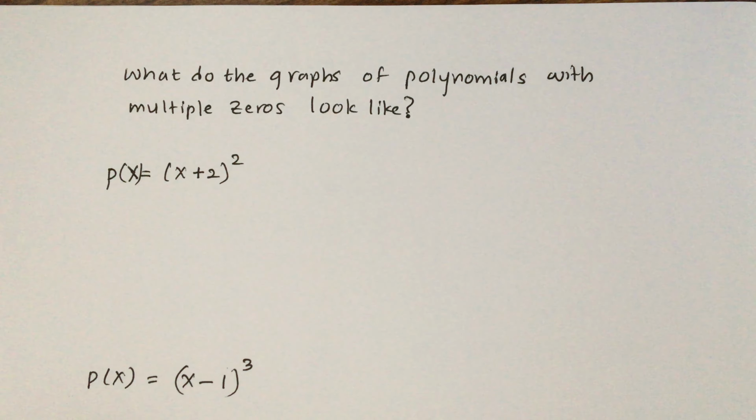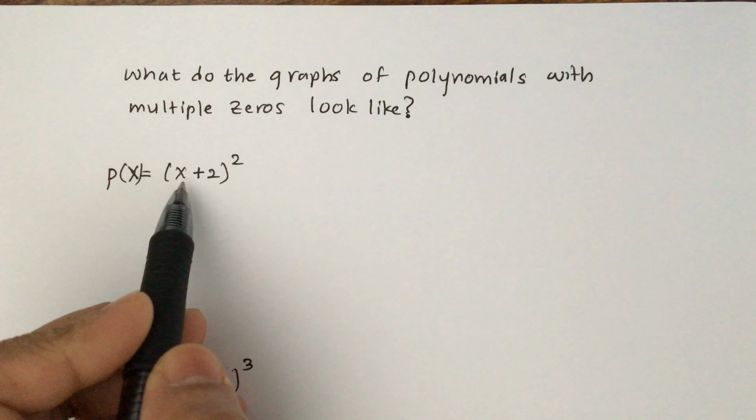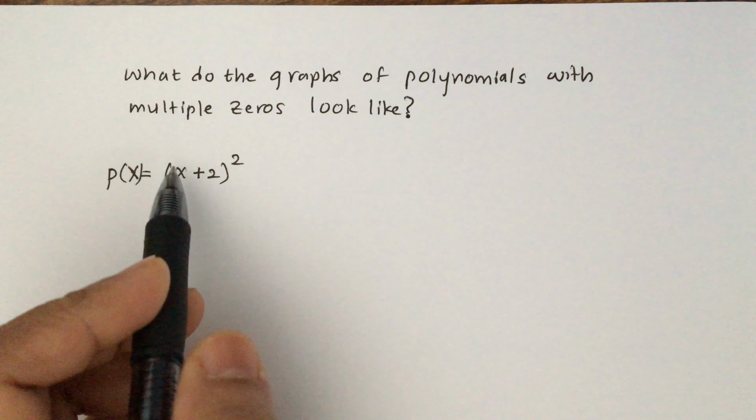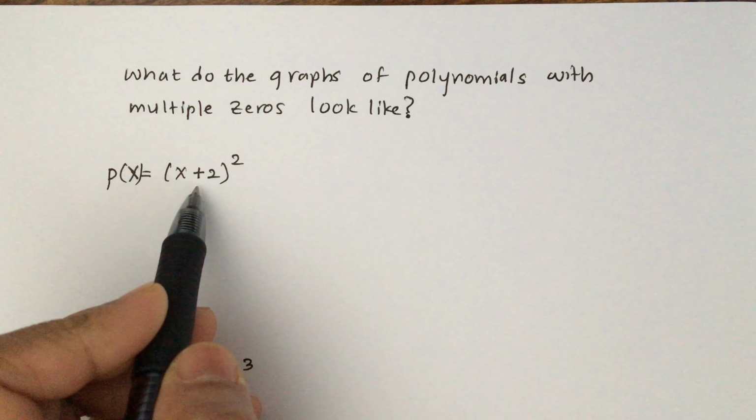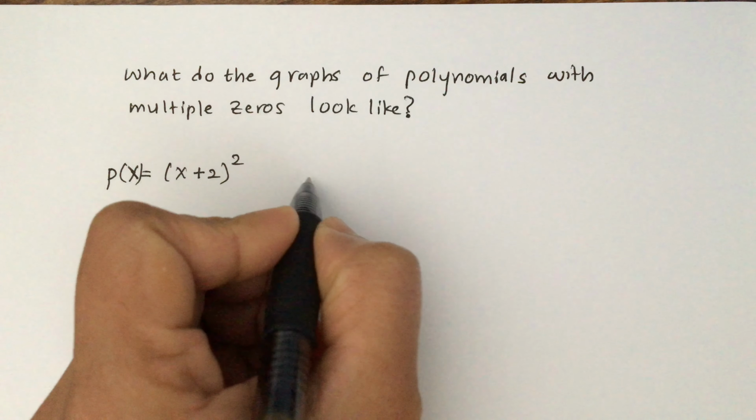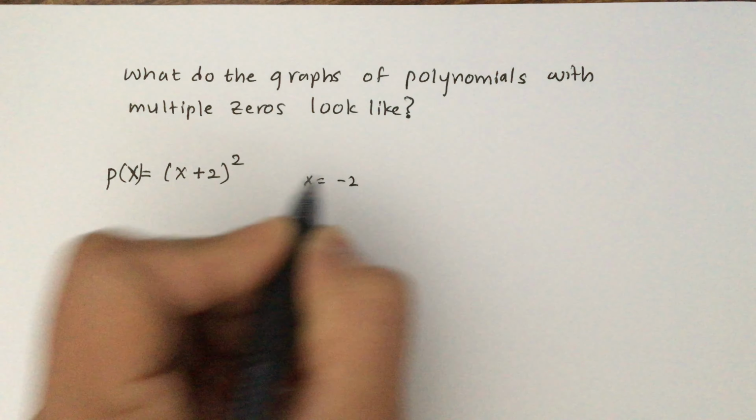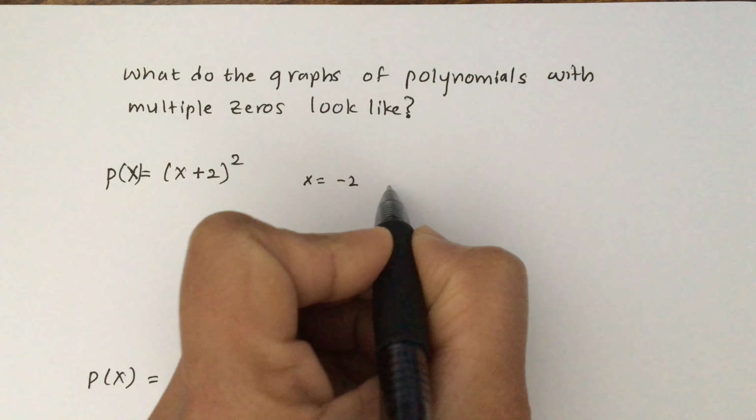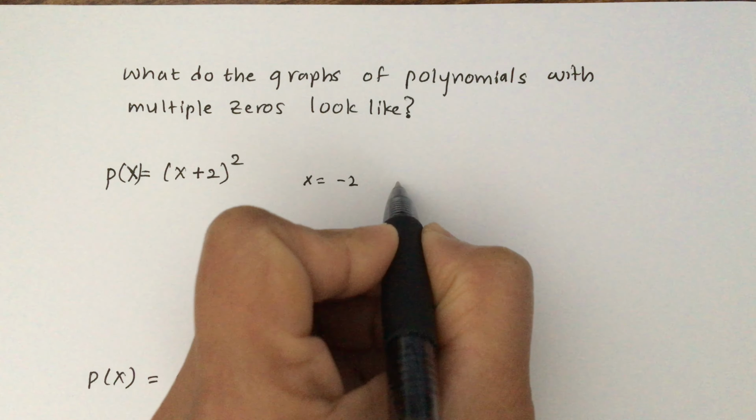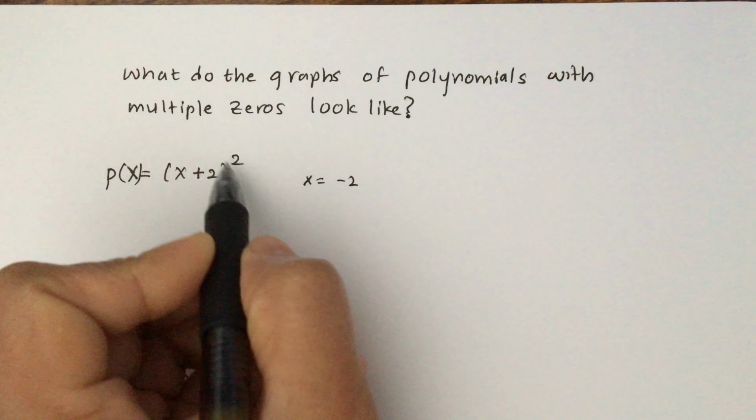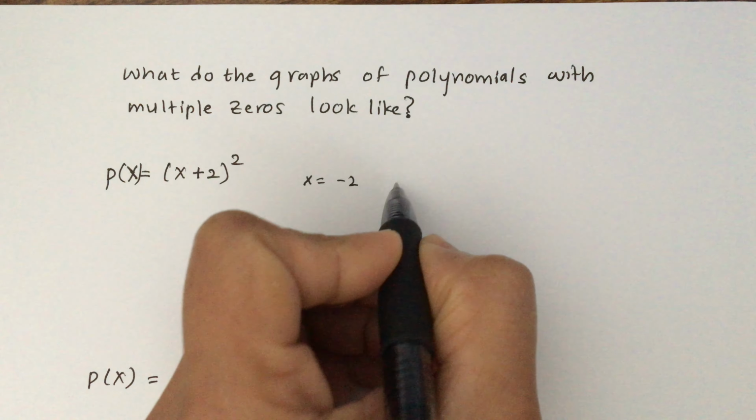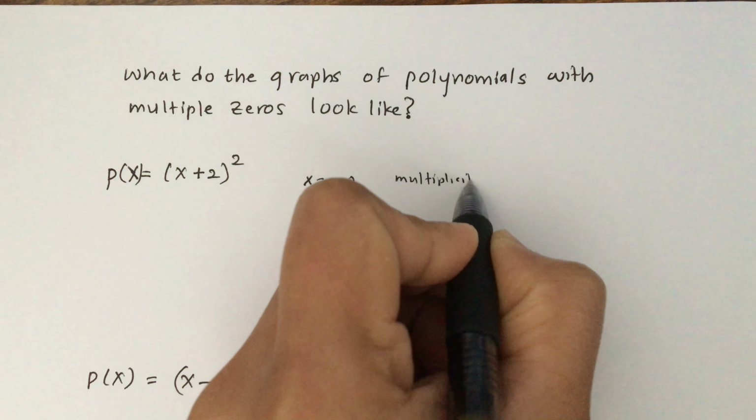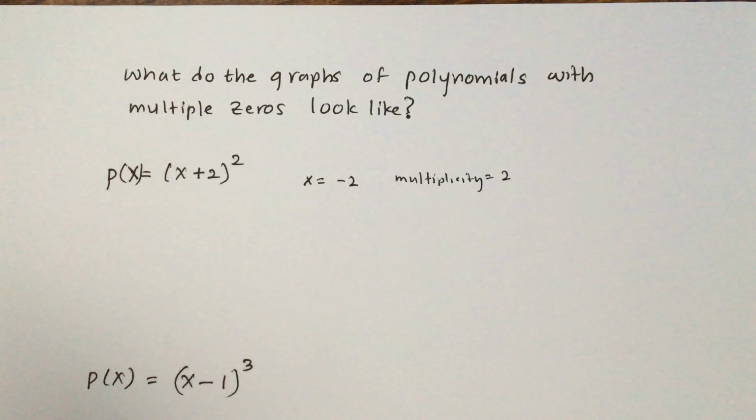As you can see, the first one is (x + 2)^2. This is a polynomial, right? This is in the factor form, so you have the factor. At x equals negative 2, you have a 0, right? So the multiplicity of this 0 is how much? The power. Power is 2. So the multiplicity of this 0 is 2, right?